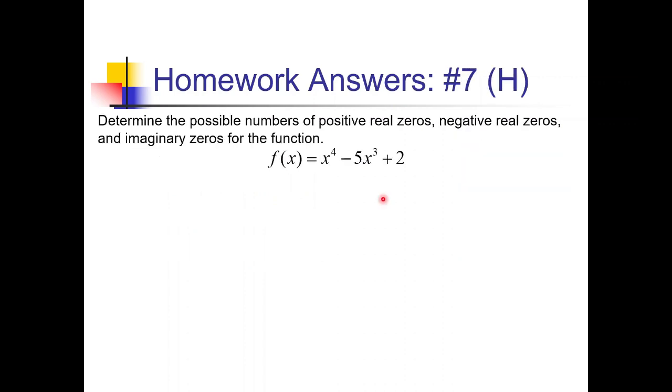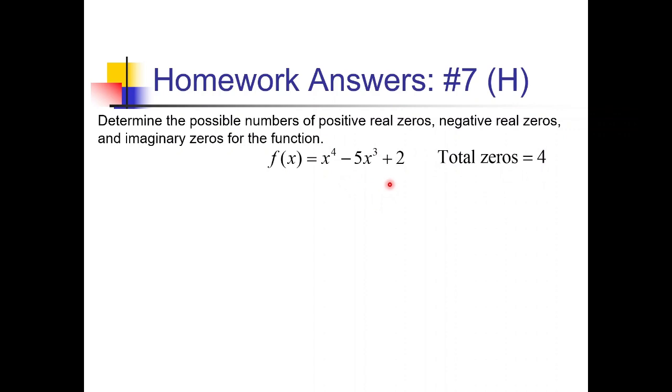For this problem, we are trying to determine possible numbers of positive and negative real zeros along with imaginary zeros for this f of x function. A good place to start our journey would be by figuring out a total number of zeros just overall, positive, negative, imaginary, whatever. And we can do that by looking at the degree of our lead term here. So the degree of this polynomial is 4, so that tells us we have 4 total zeros.